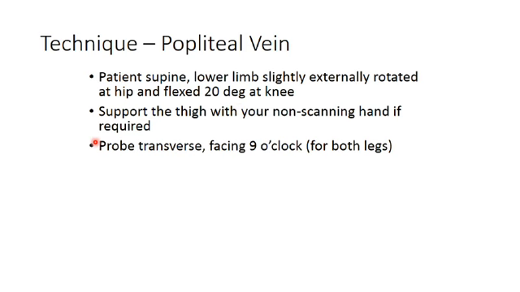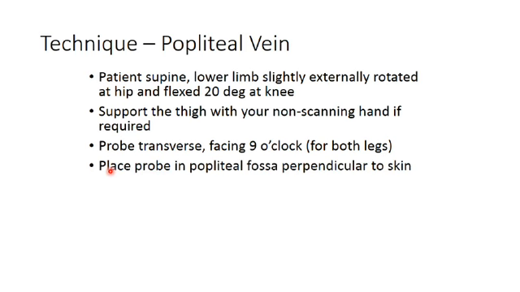Again, the same thing. Probe is transverse. It's a linear probe usually. Sometimes you might need the curvilinear abdominal probe when you have a big fat popliteal fossa, but otherwise it's usually the linear probe with its transverse, and again it faces the right side for both legs, which is the 9 o'clock position for both legs. And now you place the probe perpendicular to the skin in the popliteal fossa.